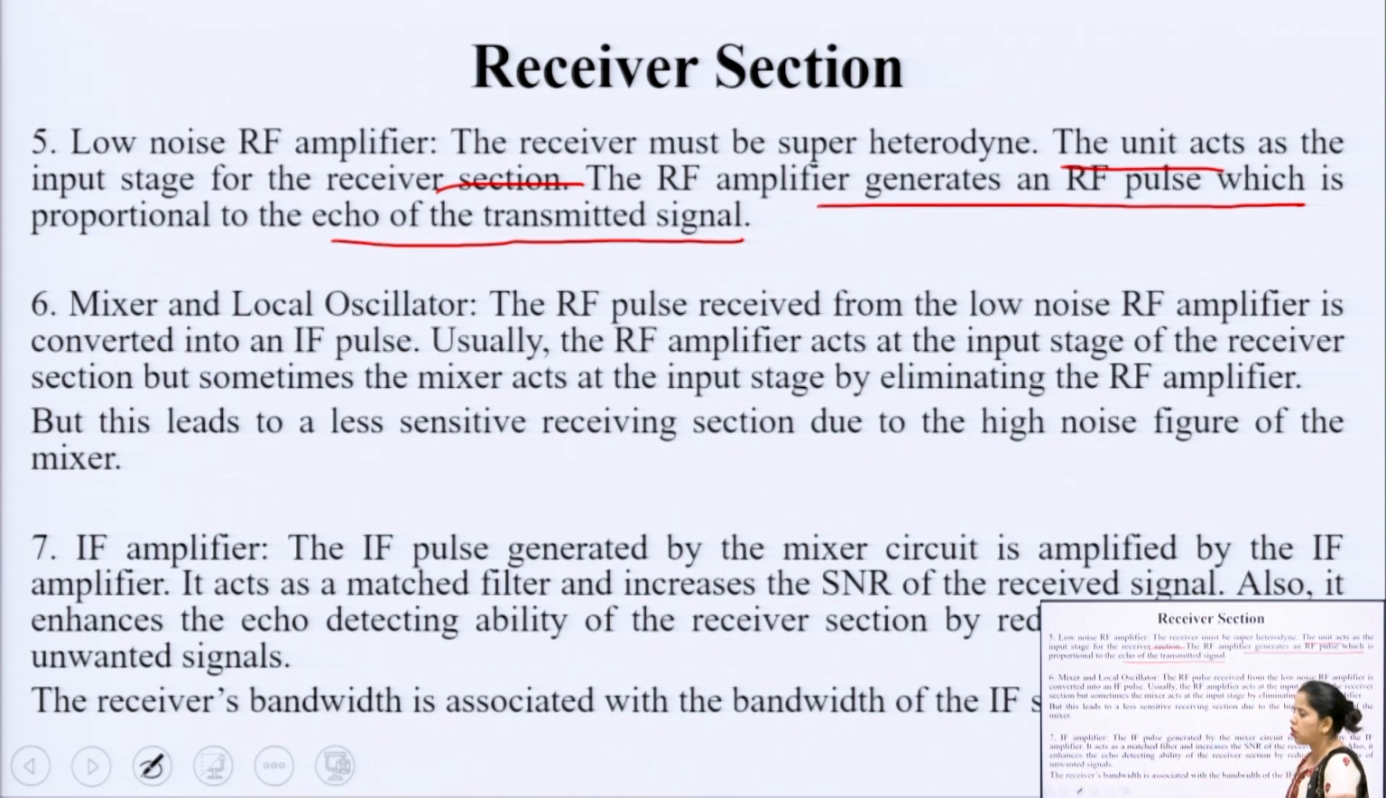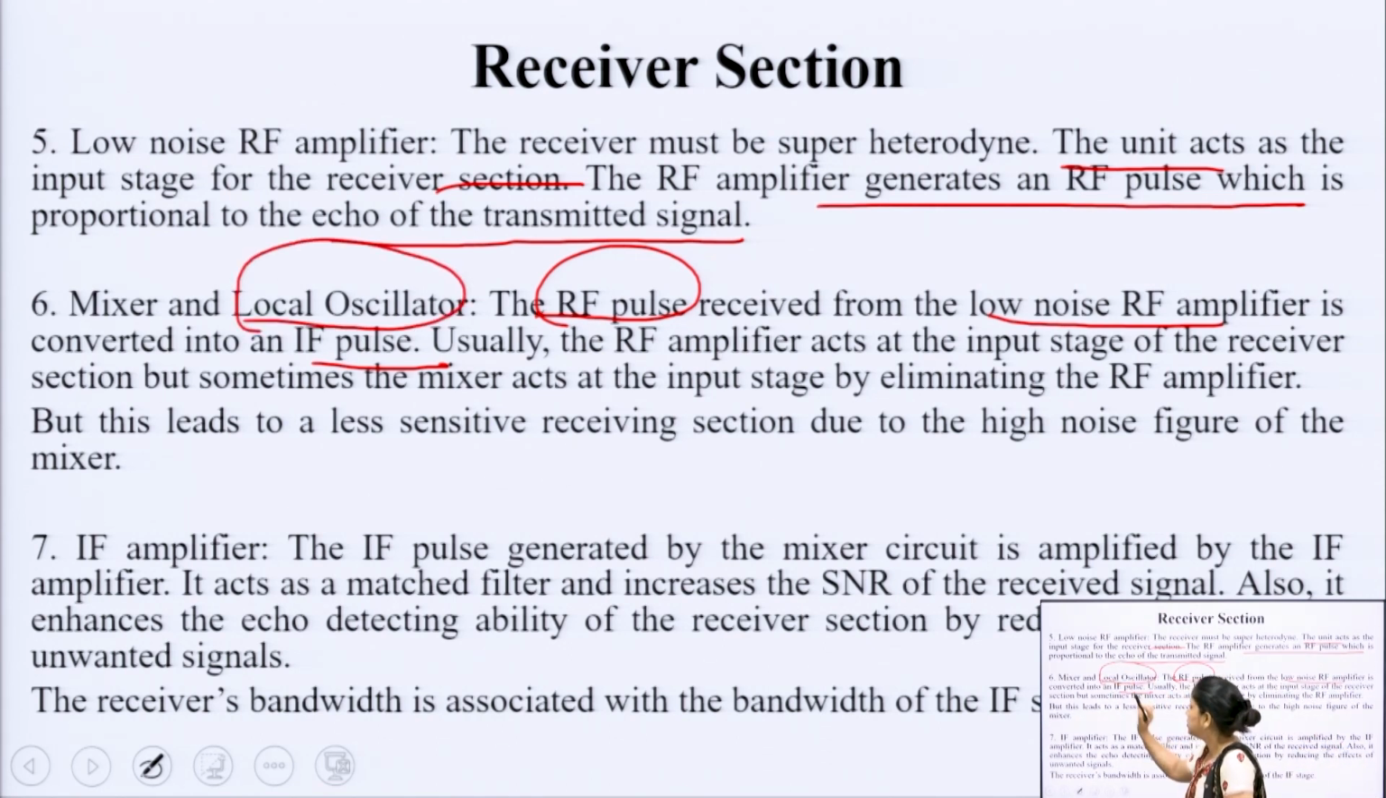Now comes the mixer and the local oscillator. The function of the mixer and the local oscillator is exactly the same as you have already studied in the communication section, but the term here is RF pulse. The RF pulse received from the low noise amplifier is converted into the IF pulse with the help of a mixer. For converting into the IF pulse, what do we extra require? First the incoming signal, and second the signal from the local oscillator. RF pulse is of course the incoming signal, and now we require the signal from the local oscillator. That is why both are included simultaneously.